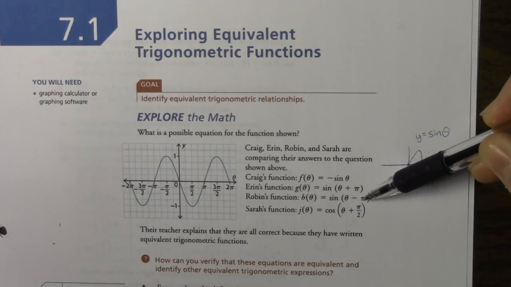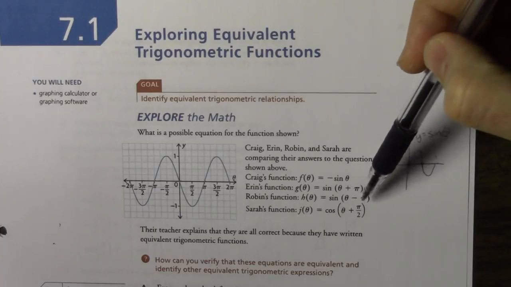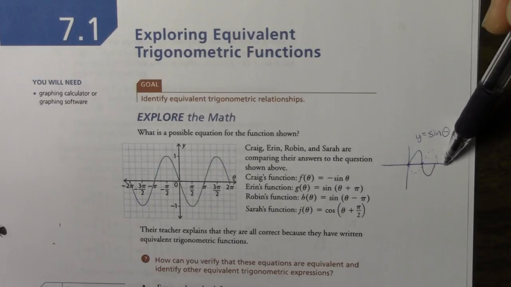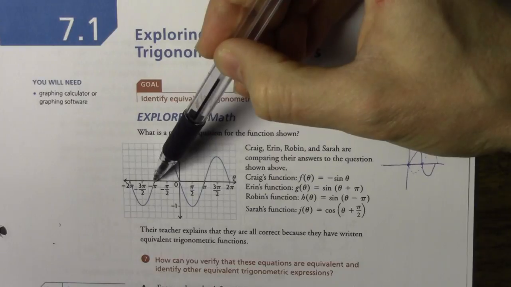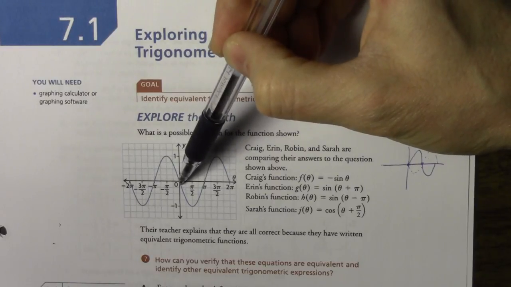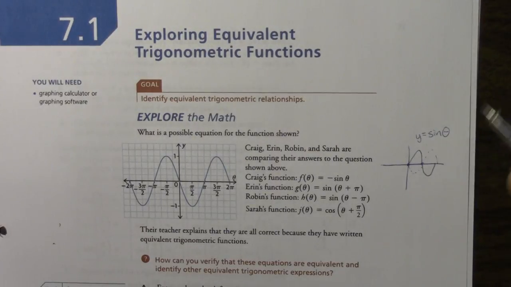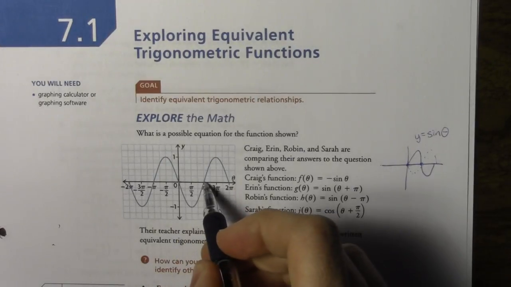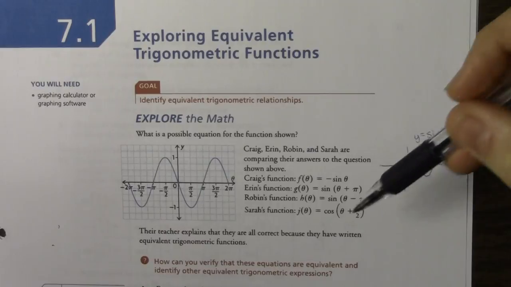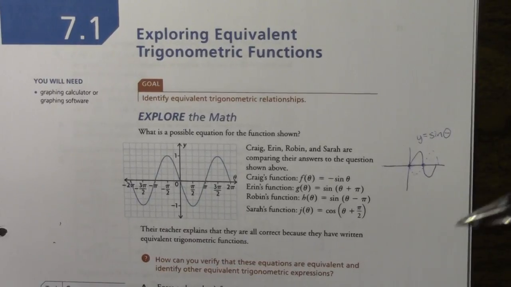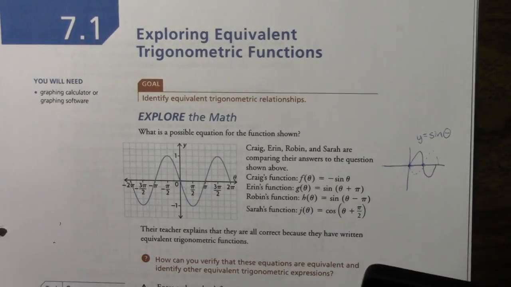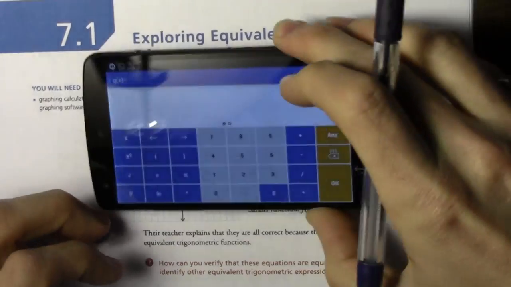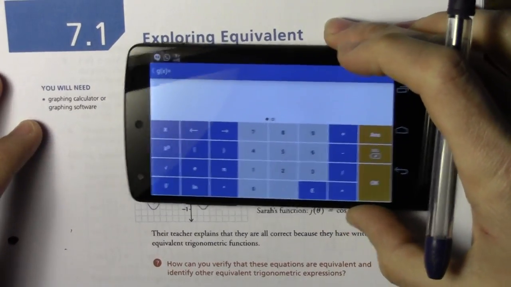Sine theta minus pi, same idea, but this time we're moving the graph to the right. Sorry, the parent function is moving from here to the right. So this point goes from there over to here. So in each case we can see, using the horizontal translations as well as the reflections, that these are the same. We're going to graph them now and see if we can also see that on our graphing calculator.